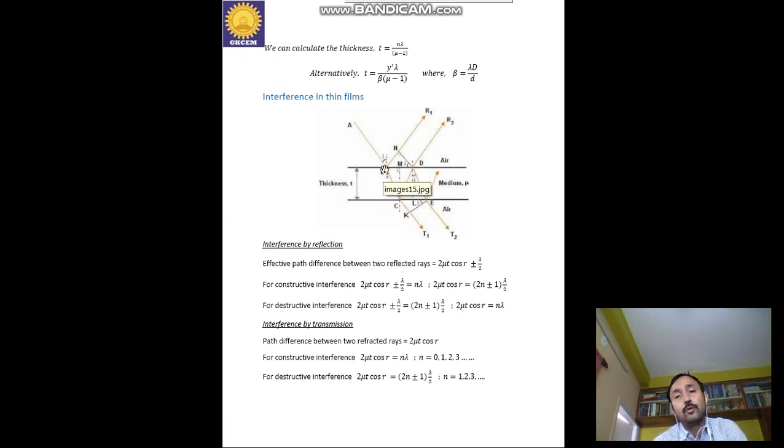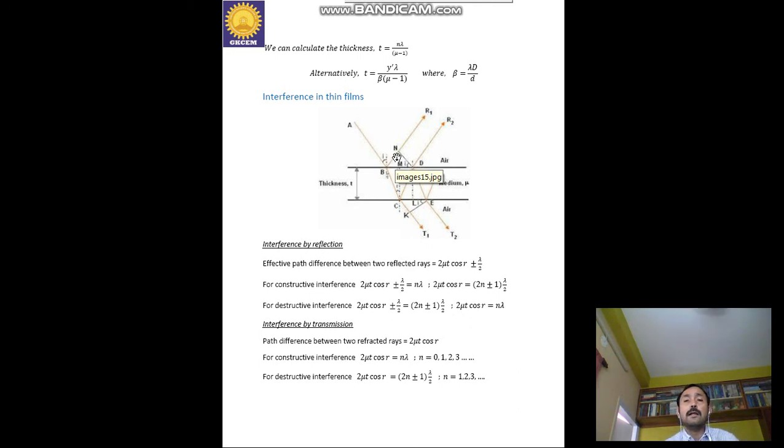When light comes from A to B, one part of the light is reflected and another part is transmitted. Again, this light is reflected from C, then refracted. Again, this part is reflected from D. From E, some light is transmitted, and from C, some light is transmitted. So for the light along paths A, B, R1 and A, B, C, D, R2, there is a path difference. These two rays R1 and R2 are reflected light. This path difference is Bn.